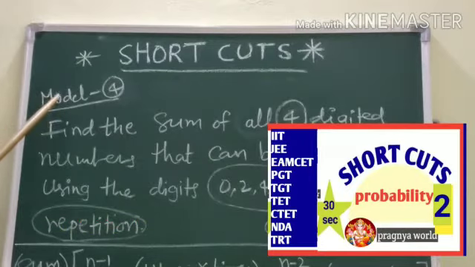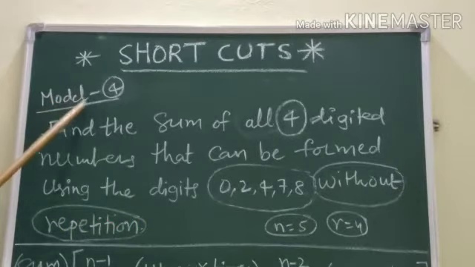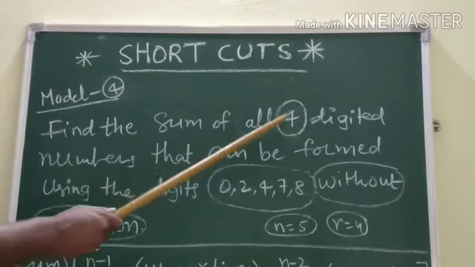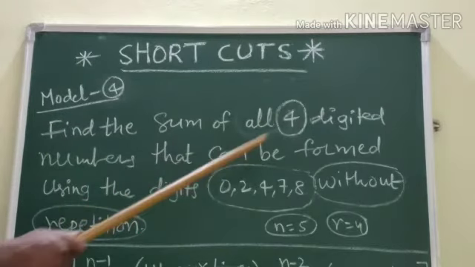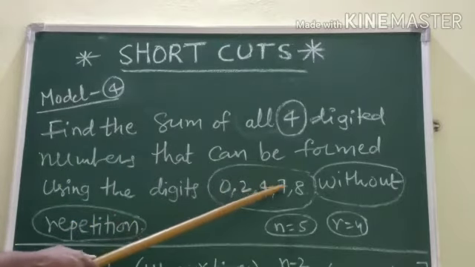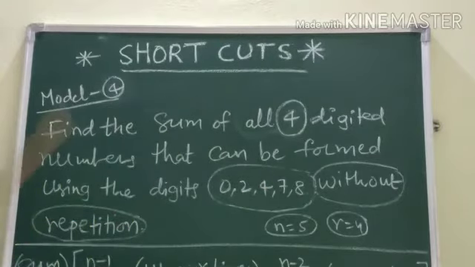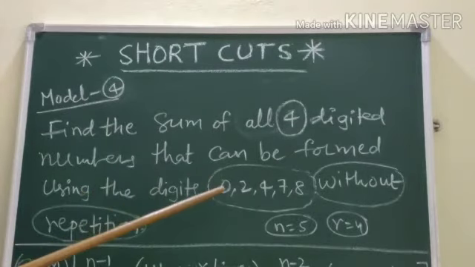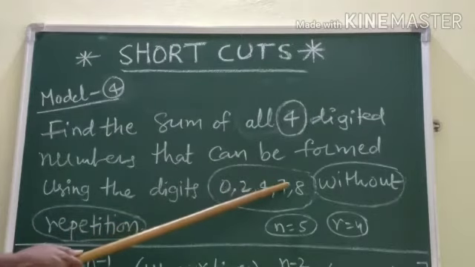Now let us see the fourth model from permutations and combinations. The question is, find the sum of all 4 digit numbers that can be formed using the digits 0, 2, 4, 7, 8 without repetition. Here we have to remember a few points. Given digits, what are the given digits? 0, 2, 4, 7, 8.